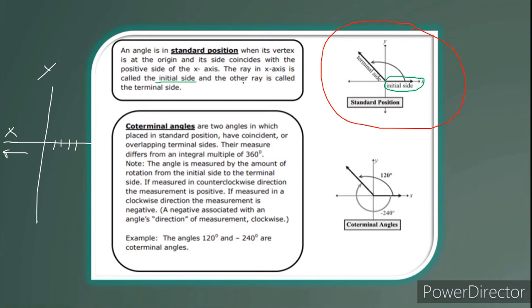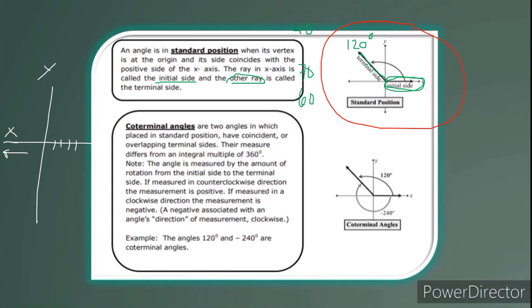Now, the ray on the x-axis is called the initial side. And the other ray, kung nakikita nyo yan, ang tawag dyan is the terminal side. Okay? Again, yung ating initial side is always on the positive x-axis. Ngayon, depende kung ano yung angle na binigay, pwedeng maging 40, pwedeng maging 60, pwedeng maging 70. Dito sa ating example, terminal side is approximately 120 degrees. Assume natin na ito ay 120 degrees.